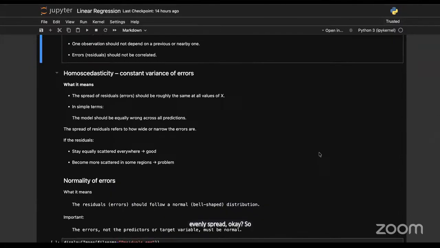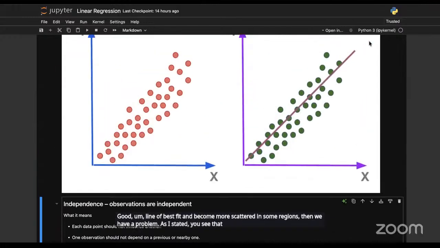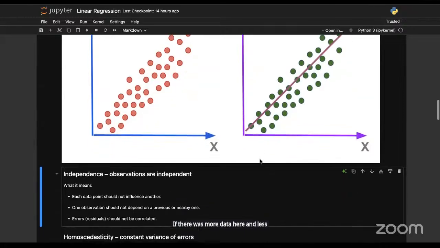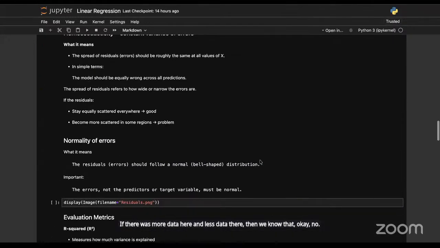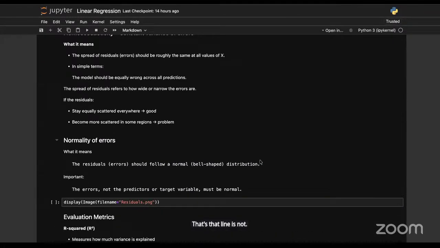So in simple terms, the model should be equally wrong across all predictions. The spread of residuals refers to how wide or narrow the errors are. If the residuals stay equally scattered everywhere, that is a good line of best fit, and if they become more scattered in some regions, then we have a problem. As I stated, you see that line sort of in the middle of our data. If there was more data here and less data there, then we know that, okay, no, that line is not the one.